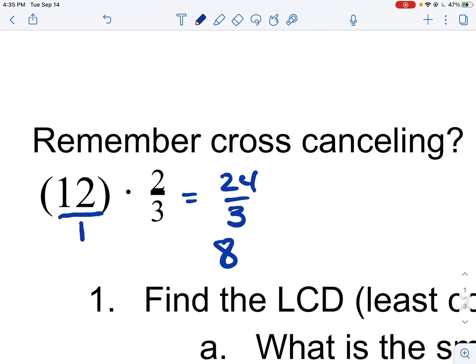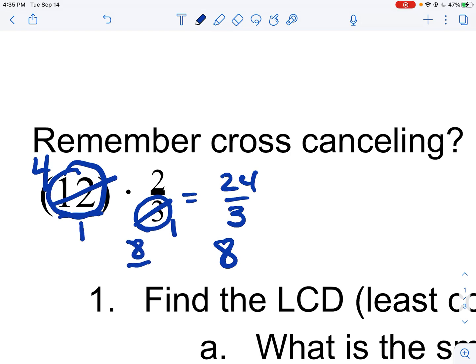The easier way is if there's something in the denominator that goes into the numerator, then we can cancel it out. So 12 divided by 3 is 4. 3 divided by itself is 1. If I multiply straight across, I get 8 over 1, which is 8.